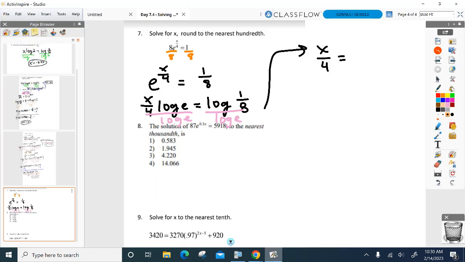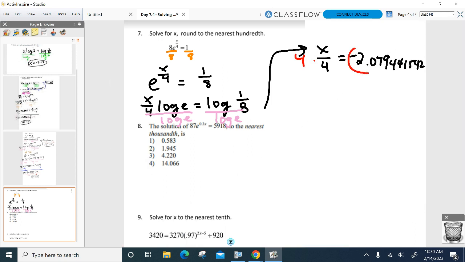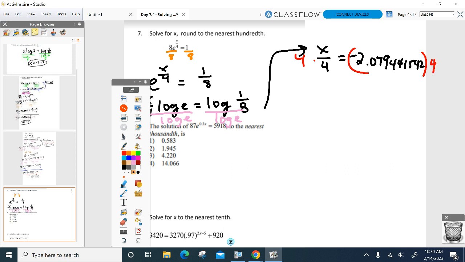Seven. What's the final step? Tim, final step to get x by itself? Multiply 4 by both sides. You got it, bud. Thank you. And what are we getting here? Nearest hundredth, negative number here, 8.32.